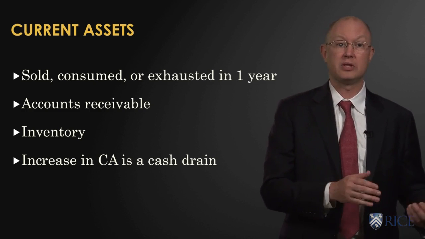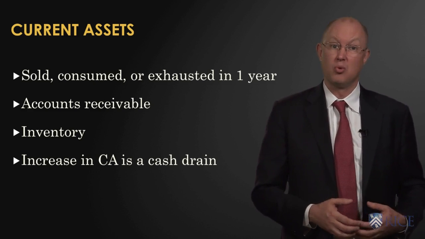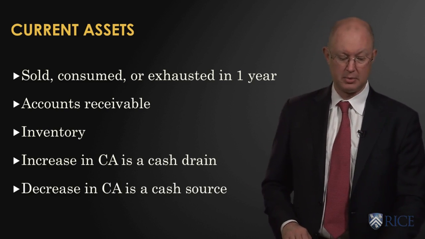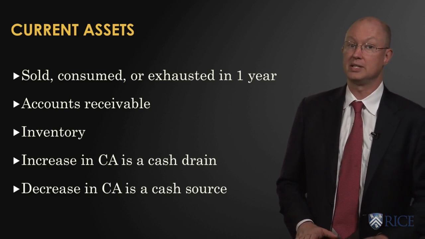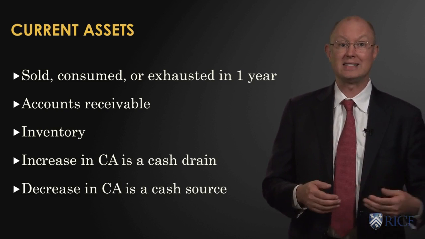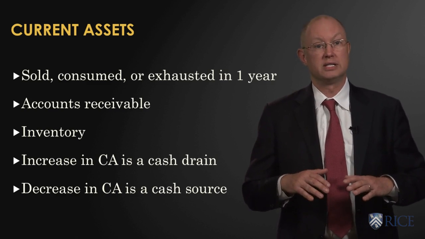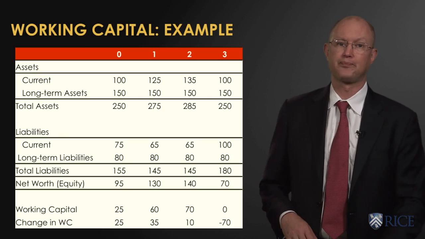Stuff that I've shipped out that I haven't collected the cash for yet: the more I ship out but don't collect, the more of a cash drain that is on the firm. Similarly, any decrease in current assets is a source of cash. As I collect from my customers, that brings cash in. Current assets goes down, cash comes in.